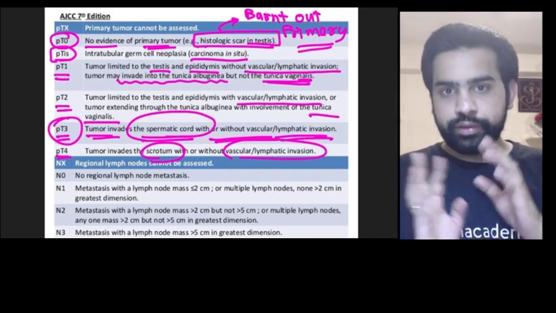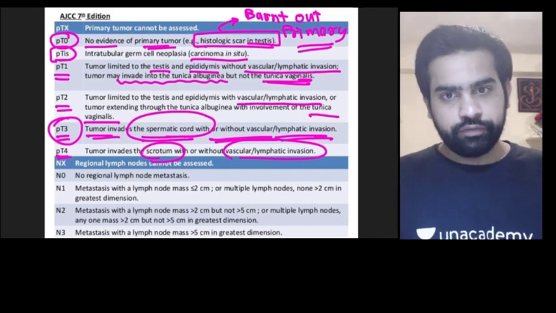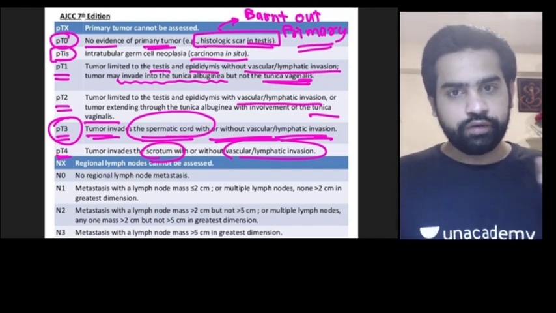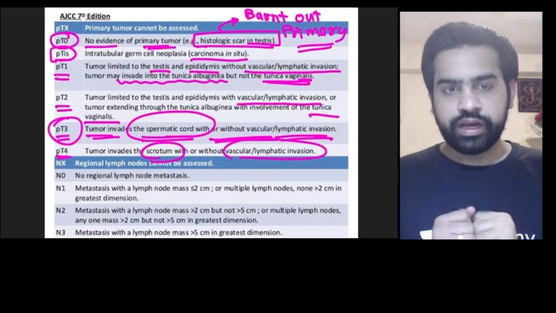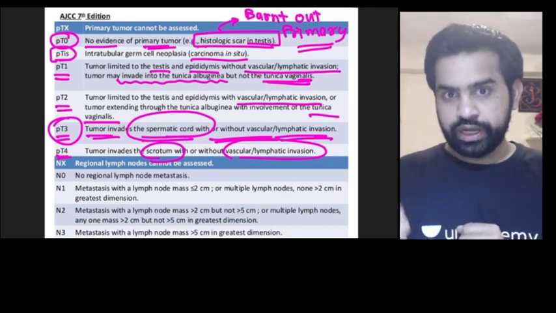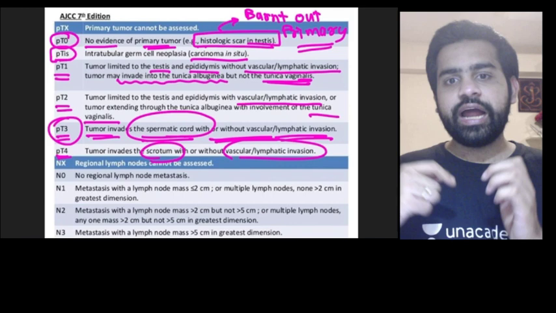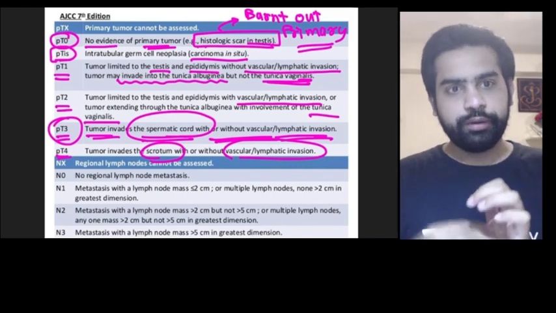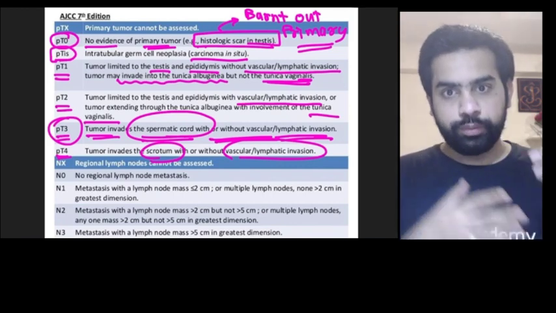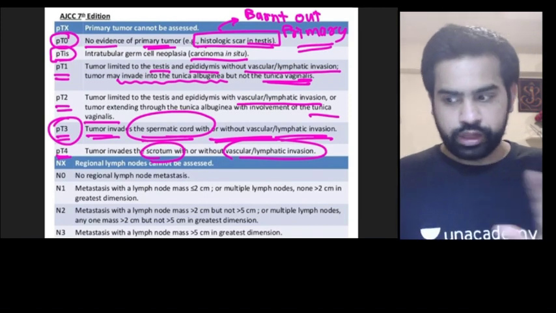PT1, PT2, testes and the epididymis only. PT1, no vascular or lymphatic invasion, no tunica vaginalis involvement. PT2, tunica vaginalis involvement present and lymphatic and vascular invasion present. PT3 is spermatic cord involvement. PT4 is scrotum involvement. Okay, so done with the T.